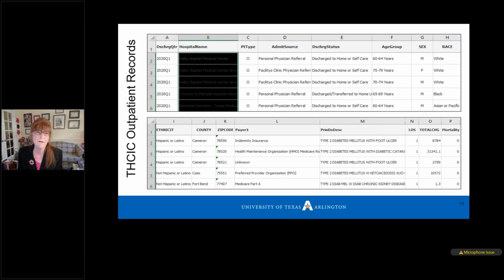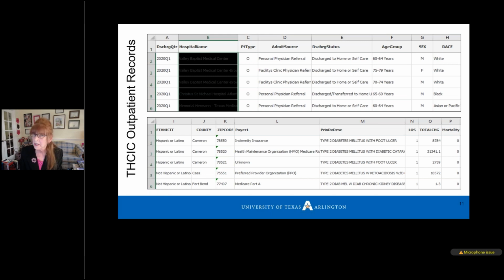So the data variables go like this. You get the quarter that you are wanting. I've masked the hospital today, but you do have the hospital that was involved. You do have whether they're outpatient or inpatient. You have how they were admitted: physician's office, another facility. How were they discharged? To home, to another care facility. What are their age groups? We can't give you the exact age.